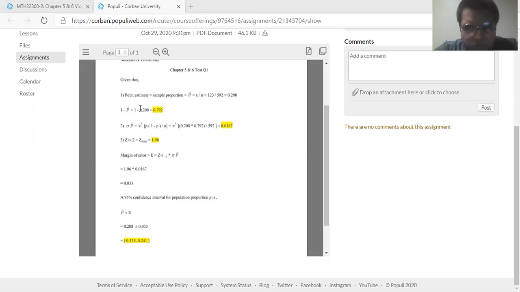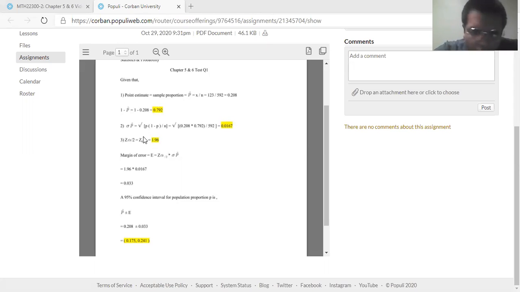1 minus 0.208 gives us 0.782. We do the same, and that gives us 0.0167. And then we do one last equation, and that gives us 1.96.